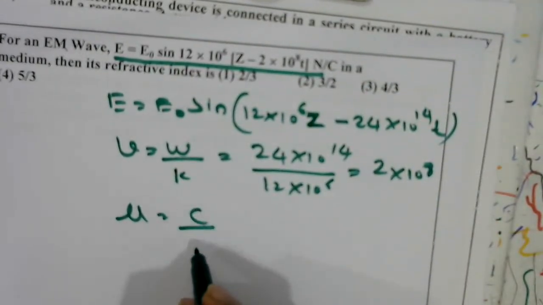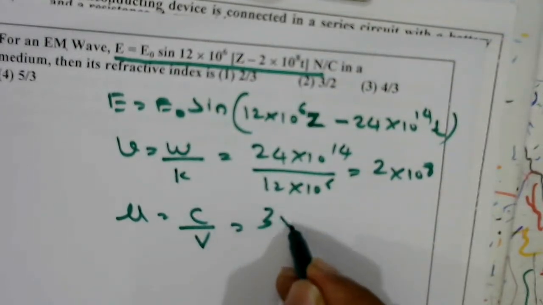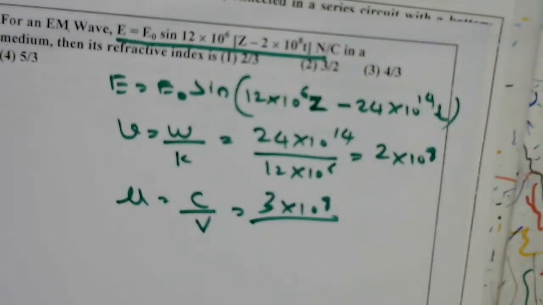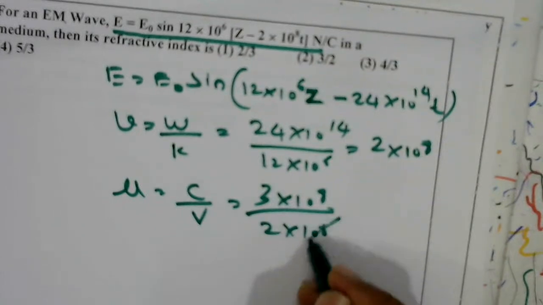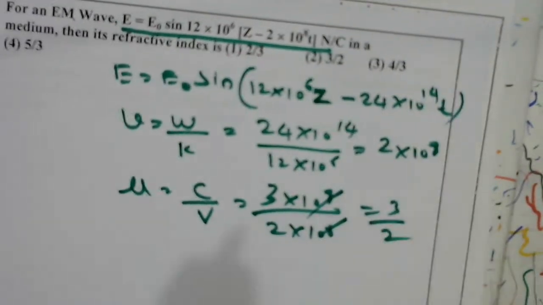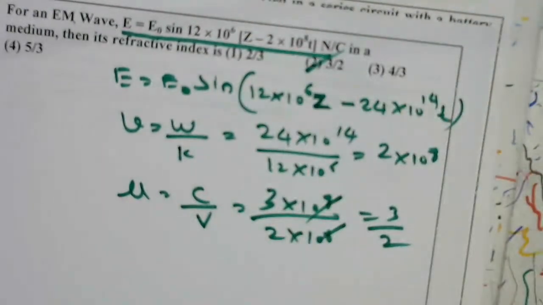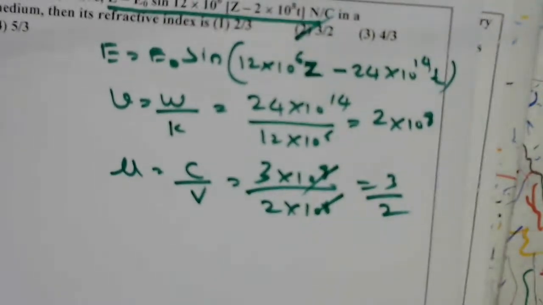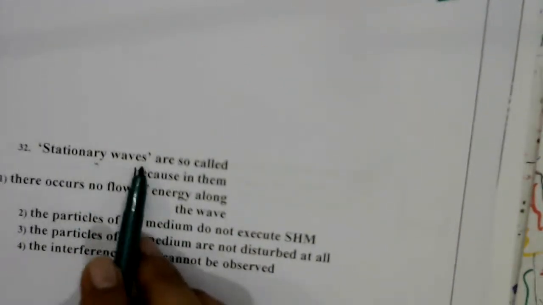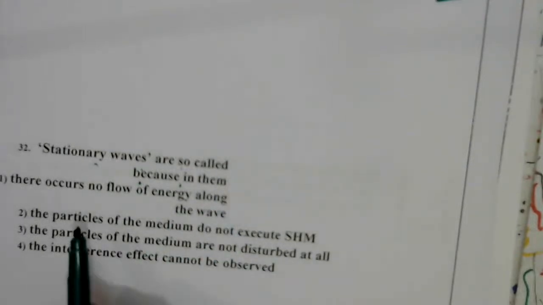Refractive index is equal to C by V. C is 3 into 10 to the power 8. V is what? 2 into 10 to the power 8. 10 to the power 8 get cancelled. 3 by 2. Which option? Second option.